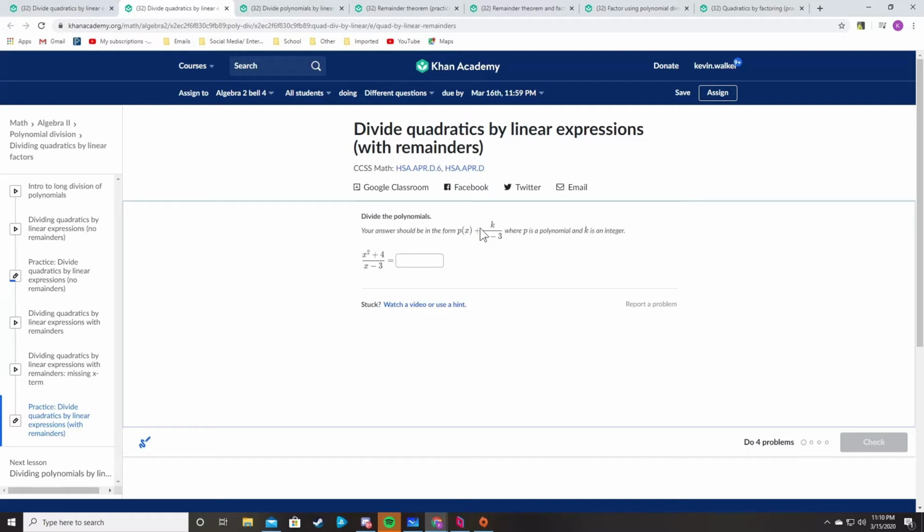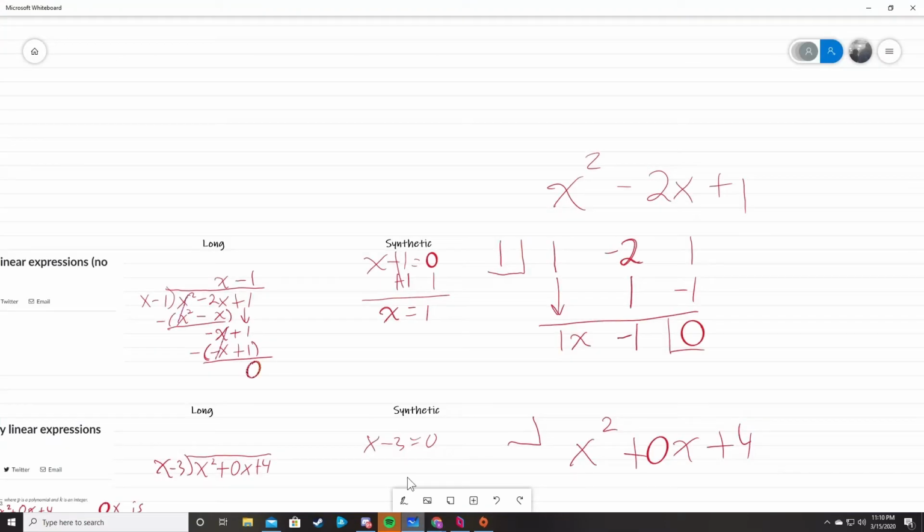What this all means is we're going to have an answer from our division, which is p of x. So that's going to be the number that we get on top with all our x's and stuff. And k, that's going to be the remainder that we get from this. So whatever number we get for the remainder, that's going to be put in a fraction over what we divided by. So they tell you that to start off with, okay? So let's take a look at our problem.